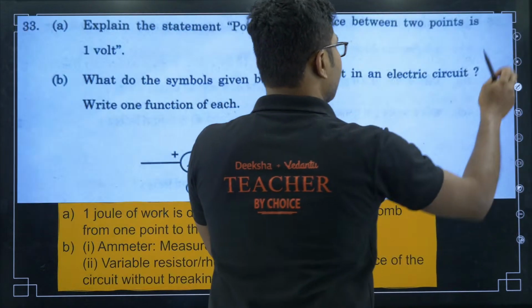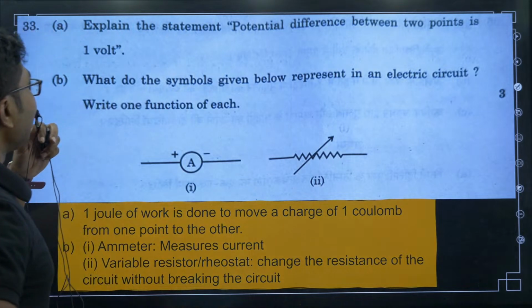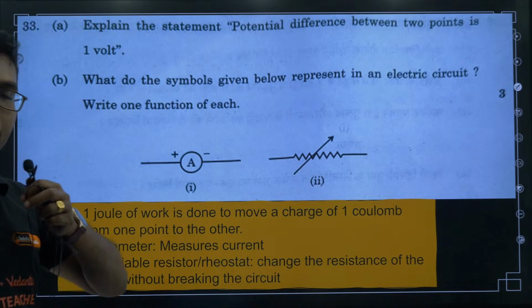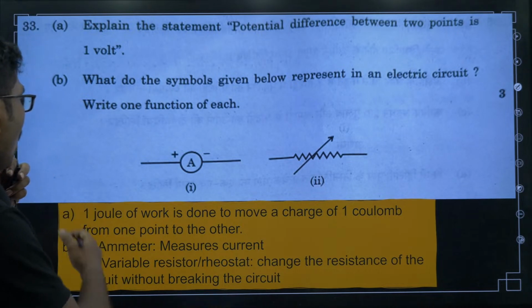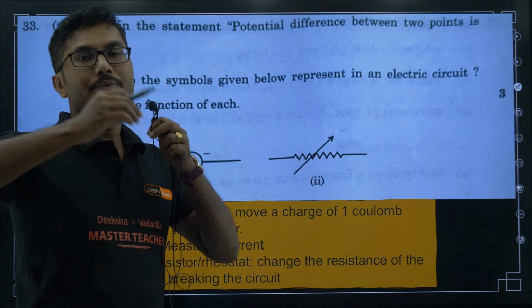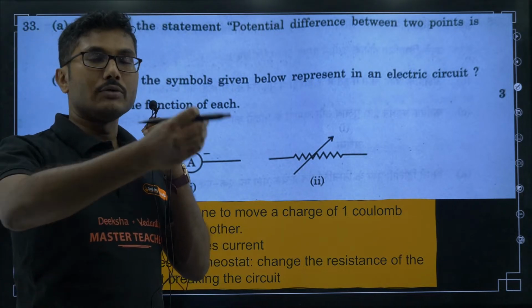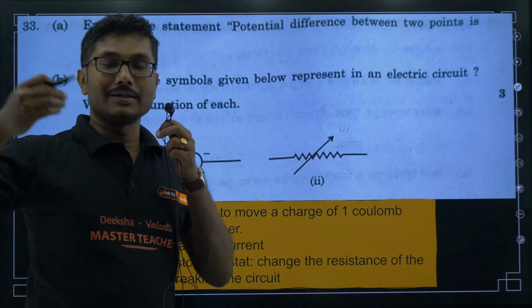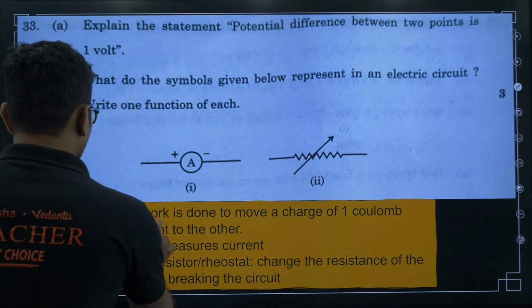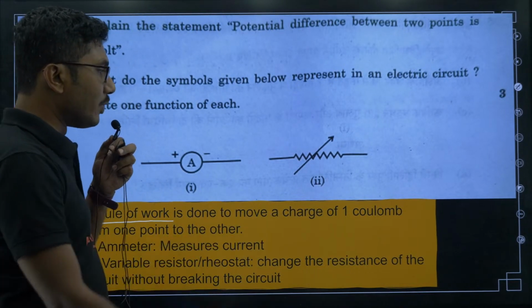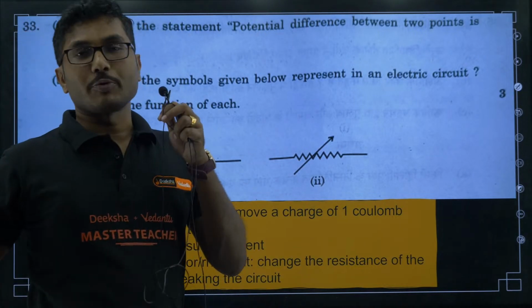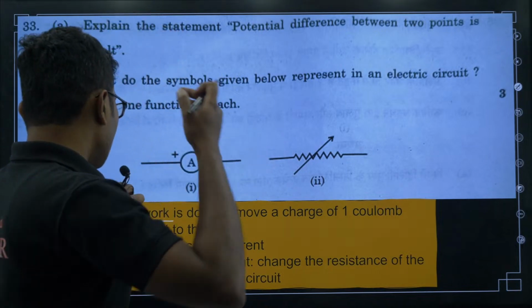Okay. Next question. Explain the statement: potential difference between 2 points is 1 volt. So this is a very common question. The definition of volt: if the work done is 1 joule to move a charge of 1 coulomb from point A to point B, then the corresponding potential difference is 1 volt, right?